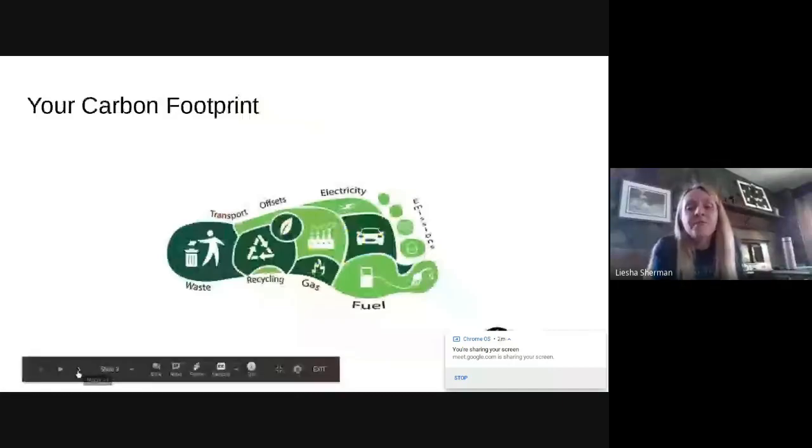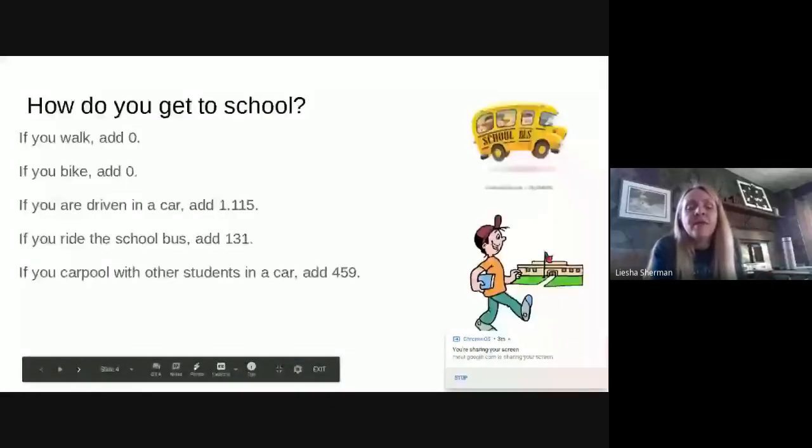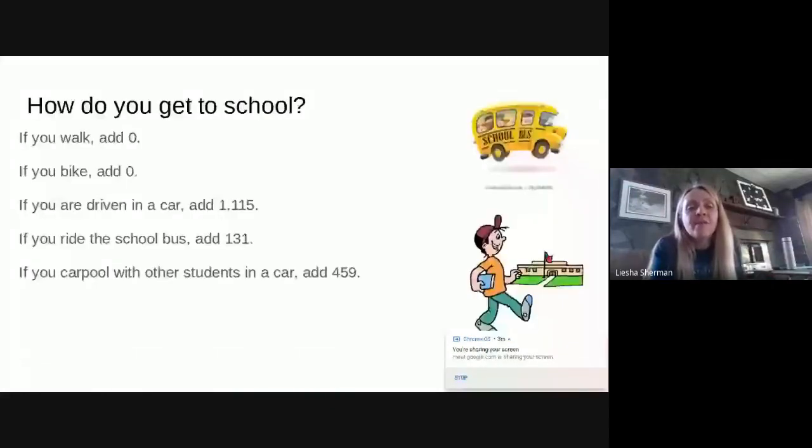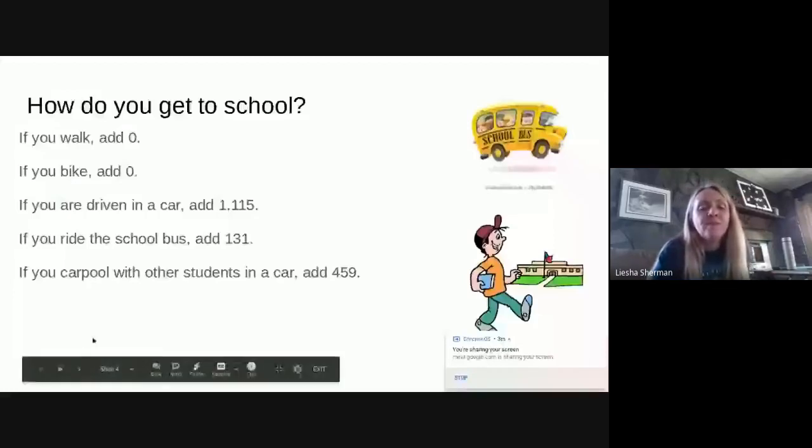So first, how do you get to school? If you walk, you're going to write down a 0 on your piece of paper. If you bike, you're going to add 0. If you are driven in a car, you're going to add 1,115. If you ride the school bus, you're going to add 131. If you carpool with other students in a car, you're going to add 459. So write down one of those numbers that best describes what you do most of the time.